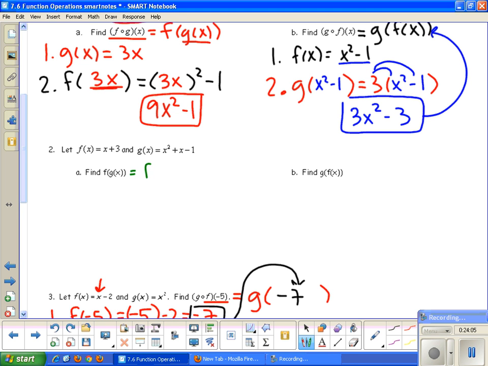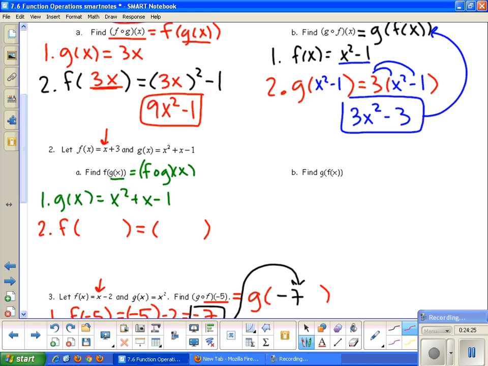So I can rewrite this as f circle g of x. It means the same thing. So my inner function is g of x, and my outer function is now f of x. So I'm doing my outer function, which is f parentheses. So everywhere I have an x, I'm going to put parentheses because I'm plugging in my function to that.